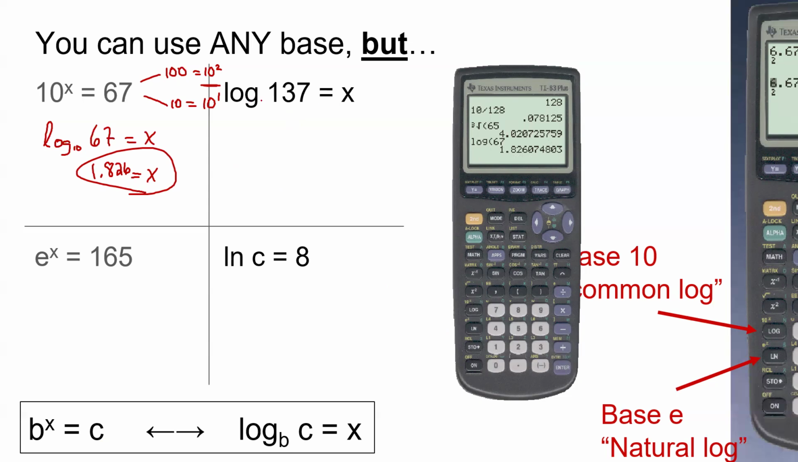If it looks like this and it's log 137, that's a logarithmic equation. But if they don't specify another base, it's understood to be 10. So you want the base 10 log of 137, hit your log button. Log of 137 is 2.1367.